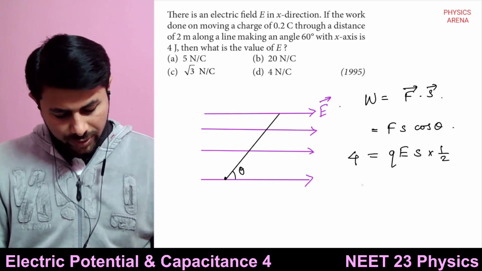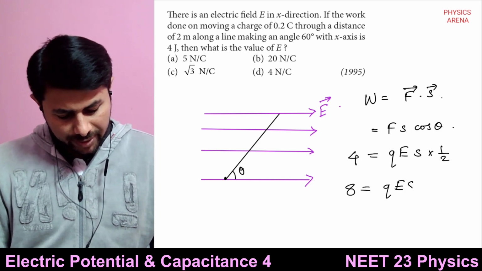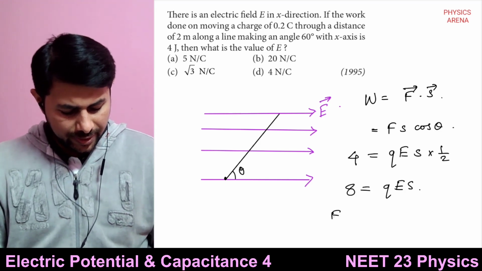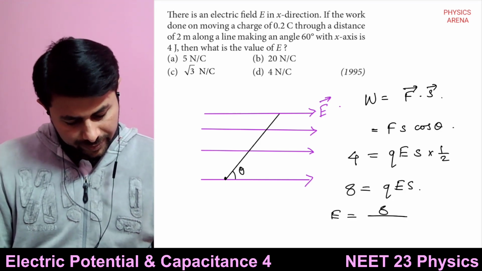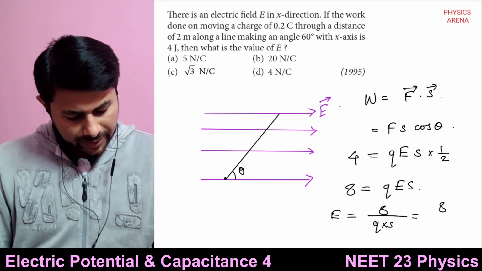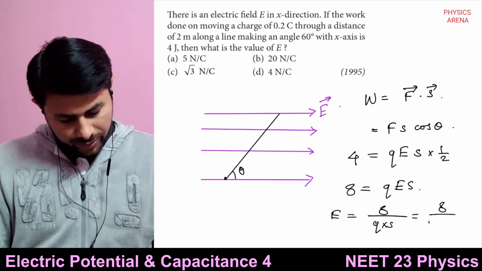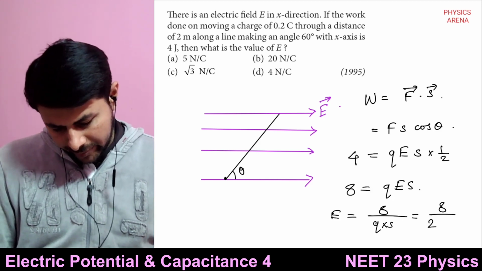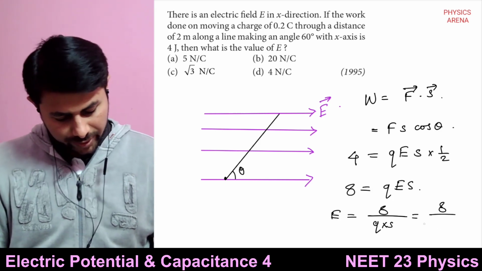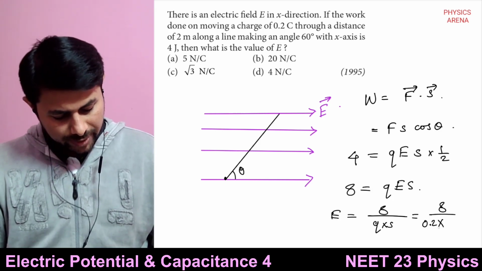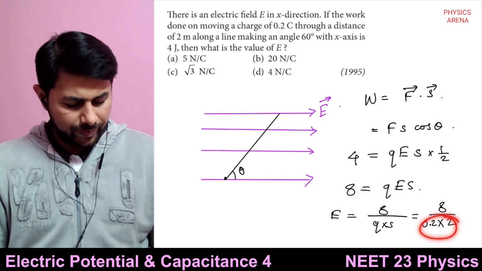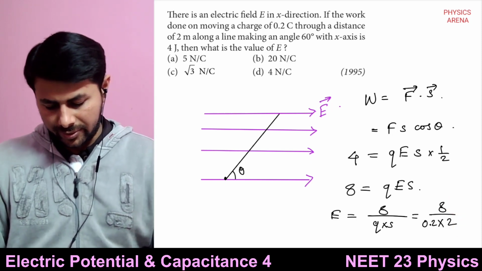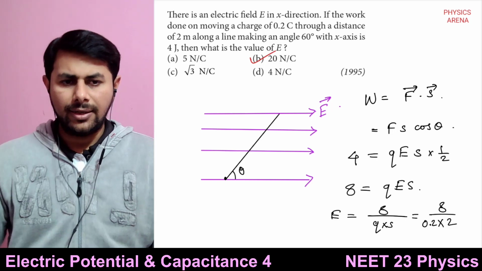Okay. So take that 2 on other side. So 8 is equal to Q times E multiplied by S. And we want E. So let's take QS on other side. So E is equal to 8 divided by Q times S. So that is 8 divided by 2 coulombs, right? And okay, what is displacement? Okay, it's 0.2 coulombs. Sorry, not 2 coulombs. 0.2 multiplied by 2. So this is 0.4. So 8 upon 0.4, or you can say 80 divided by 4. So that's 20. Option B, right?